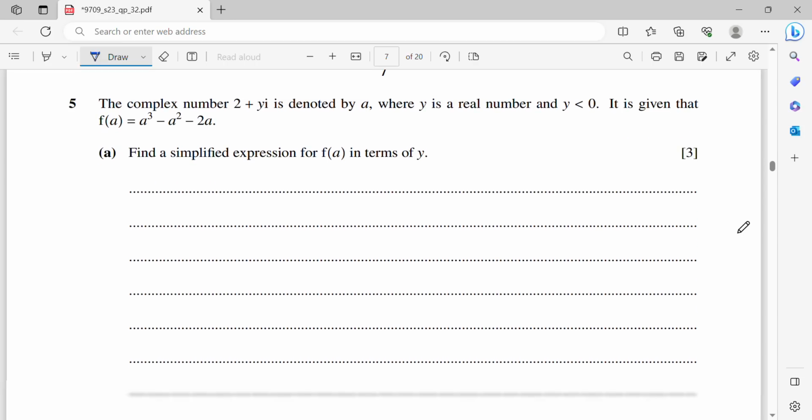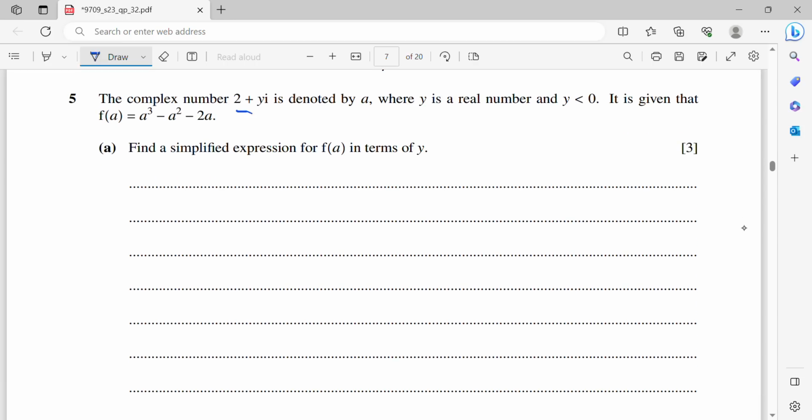Okay, now question number 5. The complex number 2 plus yi is denoted by a, where y is a real number, and y is less than 0. It's given that f(a) equals these 3 terms. First part, find a simplified expression for f(a) in terms of y. This one is very simple. Just replace the a in your f(a) by 2 plus yi.